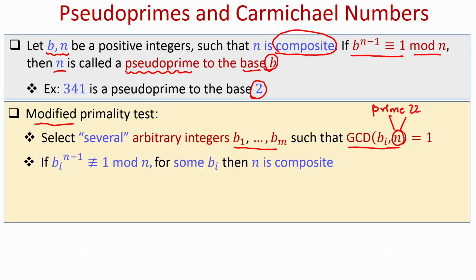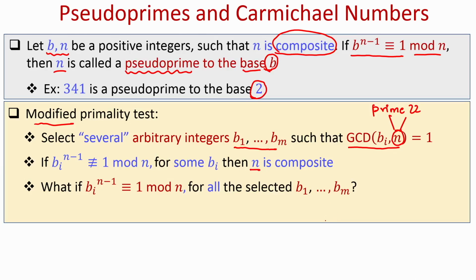And now you check whether the condition of Fermat's little theorem holds for each of the bi's and given n. Namely, you check whether b1 power n minus 1 is congruent to 1 or not, b2 power n minus 1 is congruent to 1 or not, and bm power n minus 1 is congruent to 1 or not. Even if for one of the bases bi the condition of Fermat's little theorem does not hold, you can very confidently declare that your number n is composite.